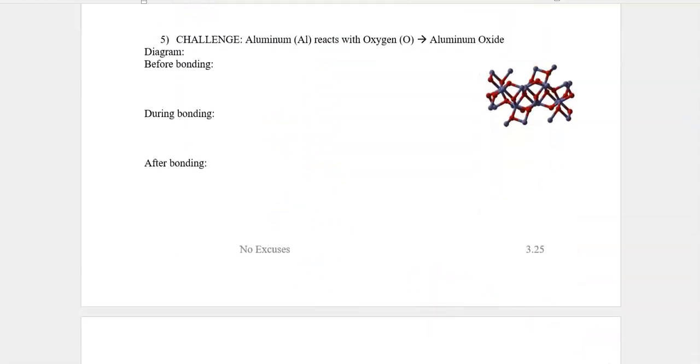Let's look at aluminum and oxygen. All right, so aluminum has 3 valence electrons. Oxygen has 6, so 1, 2, 3, 4, 5, 6. So if I start trying to bond these together, you know, I could have just copied and pasted them. Oh, what am I doing? Try to bond these together.